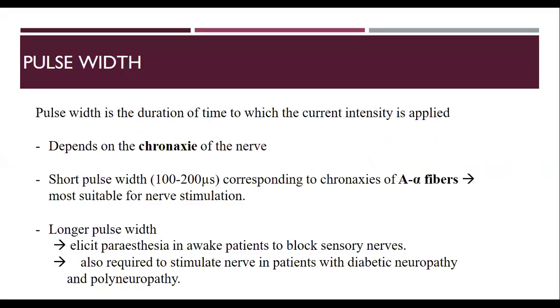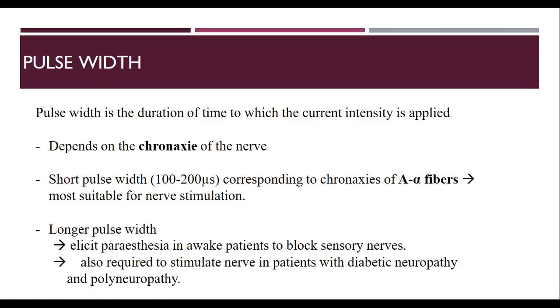So pulse width. Pulse width is the duration of time for which the current intensity is applied. It depends on the chronaxie of the nerve. So a short pulse width like 0.1 millisecond corresponds to the chronaxie of A alpha fibers, more suitable for nerve stimulation, that is the motor nerves. And the longer pulse width like 0.4 milliseconds, if you keep, that is to elicit paresthesia in awake patients to block sensory nerves.